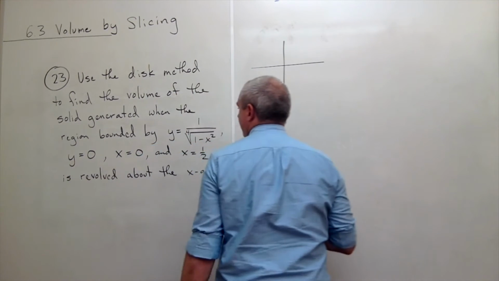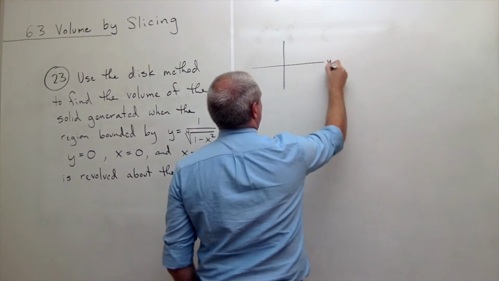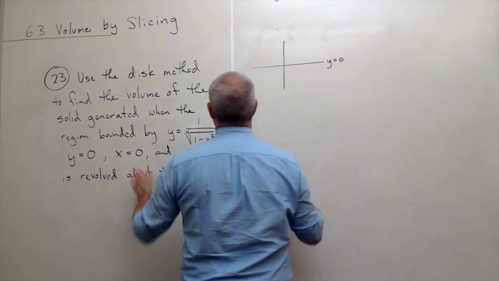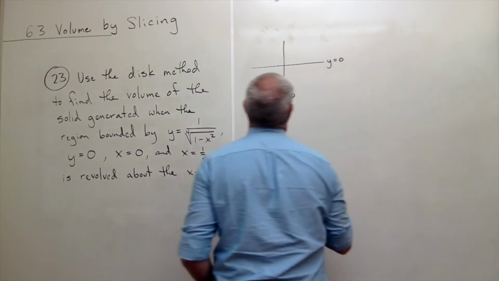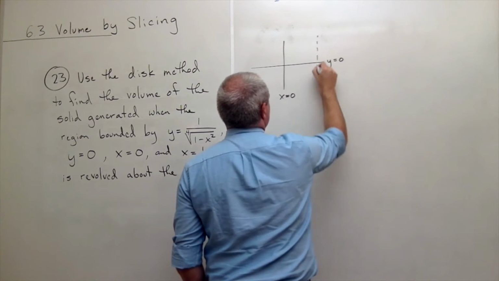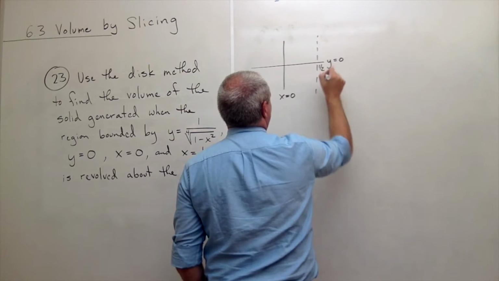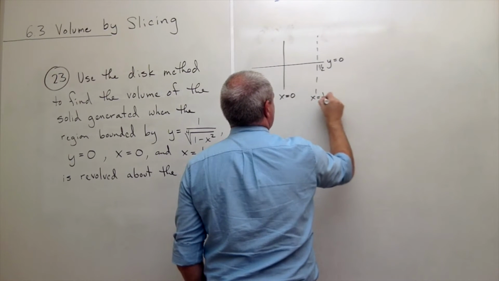y equals 0 is the x-axis. So this is y equals 0. x equals 0 is the y-axis. So this is x equals 0. And then x equals 1/2. Let's just put that right here. This is at 1/2, and that's x equals 1/2.